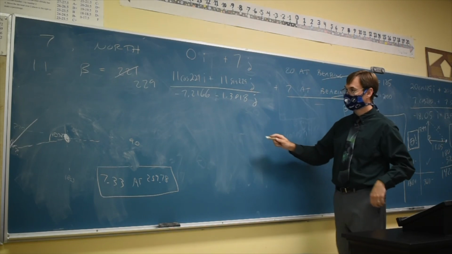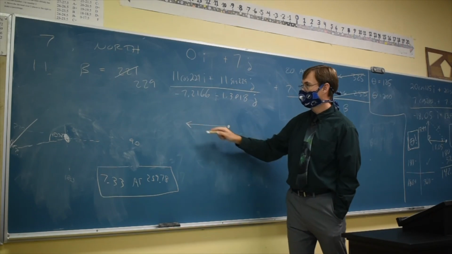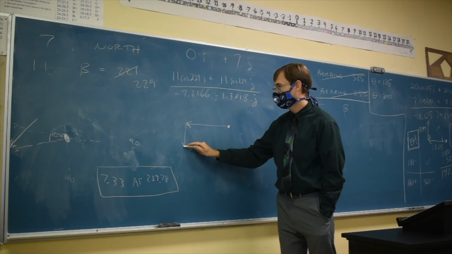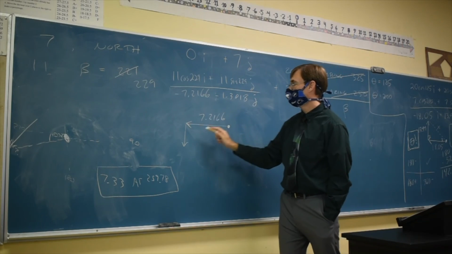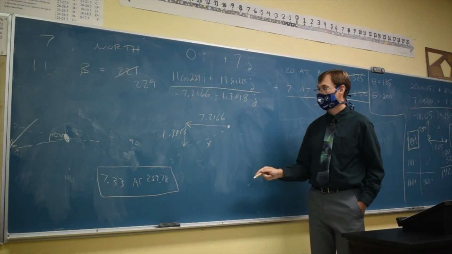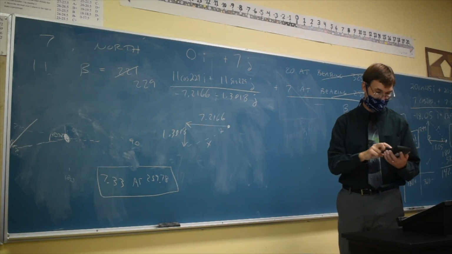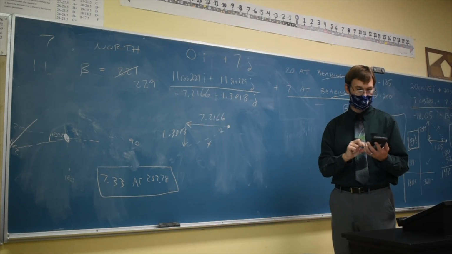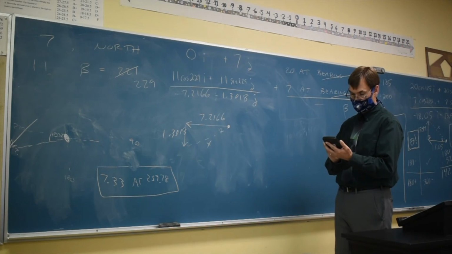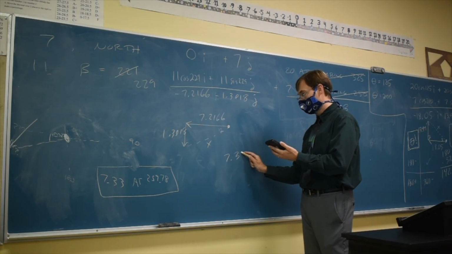Now we draw our picture. Circle, starting point. To the left, negative 7 point blah blah blah. Go left, down, 1 point south. We always want the length of the hypotenuse, and we always want the angle at the starting point, so SAS. I'm showing 7.33.